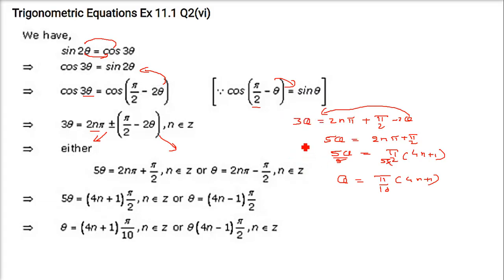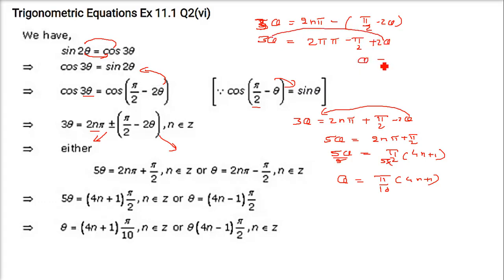Now coming to the negative sign, we are taking negative sign here. So 3 theta will be equal to 2n pi minus pi by 2 minus 2 theta. So what do you get? 3 theta will be equal to 2n pi minus pi by 2 and plus 2 theta. So 2 theta goes here, 3 theta minus 2 theta is theta. Theta will be equal to 2n pi minus pi by 2. Now you can take pi by 2 common. It will be 4n minus 1. So these are the two solutions.